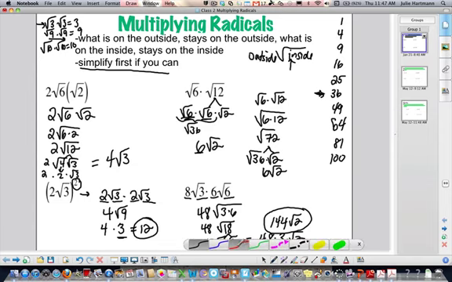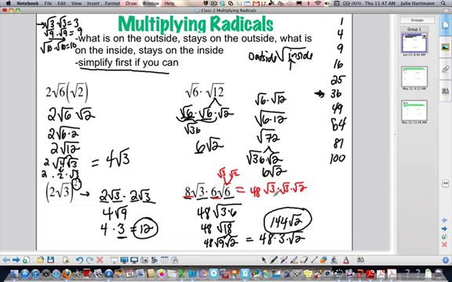Now I'm going to switch color and go back and show you this again. If you had gone, okay, back up to here, 8 times 6 is 48, and then you have root 3 times root 6. We can split root 6 into root 3 times root 2. Root 3 times root 3, we just discussed, is 3, and then 48 times 3 gives you your 144 root 2. Okay, so again, two different ways to do that problem.